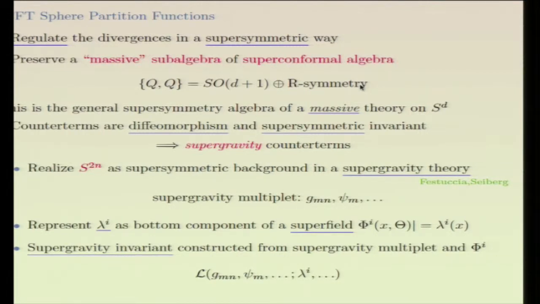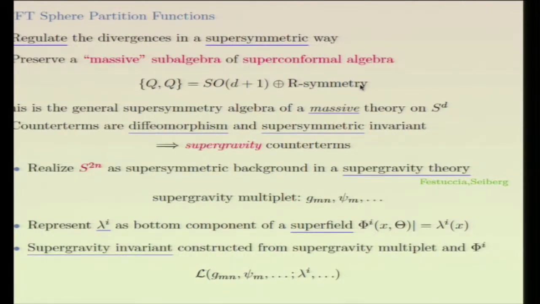Using the same logic as before, we promote all backgrounds into fields, and what we have to do now to classify counterterms is construct diffeomorphism and now supersymmetric invariant counterterms of dimension less than d. And this is precisely where supergravity comes in. So what we have to do is classify supergravity counterterms. These supergravity counterterms will tell you the ambiguities of the superconformal field theory partition function.